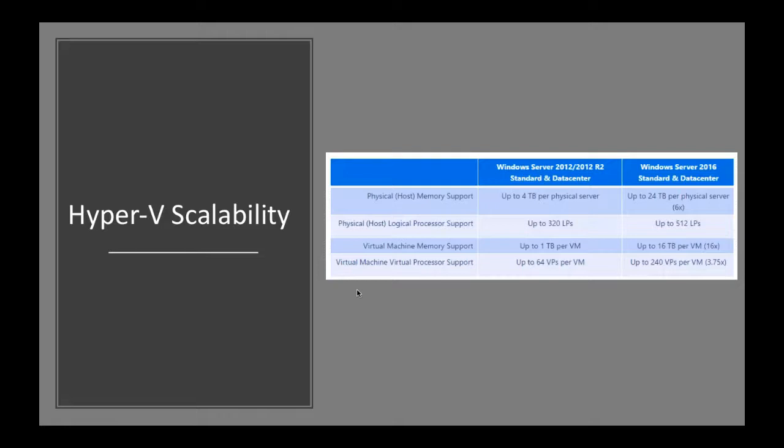However, Hyper-V 2016 is now able to support up to a terabyte worth of memory inside of a single virtual machine, or 64 virtual processors inside of a VM. So now we're able to virtualize much more of those large, massive applications that we might not have been able to virtualize inside of Hyper-V previously, now with Windows Server 2016.